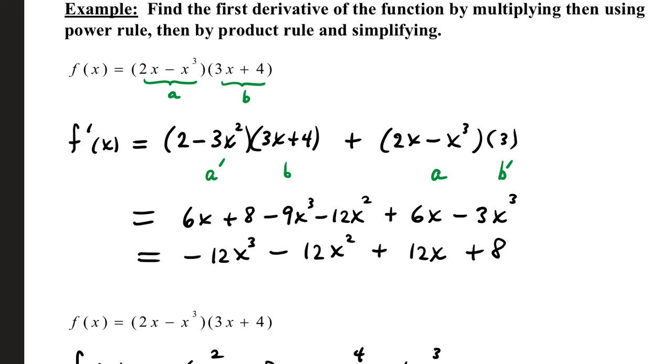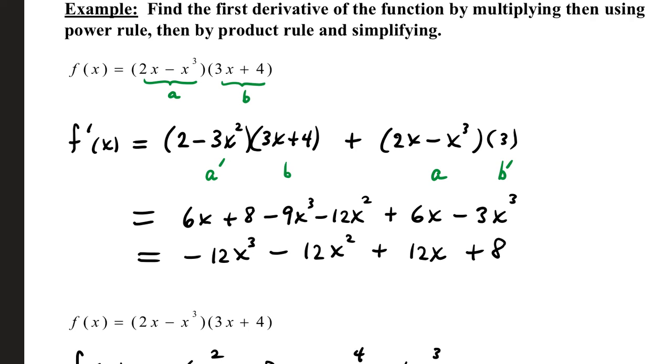So I'm going to take a function that is a product of two terms. I'm going to call this first set of parentheses the A, that way we get this notation at the top. And the second term, I'm going to label it with a B. So this function is now AB. A is 2x minus x cubed. B is 3x plus 4.